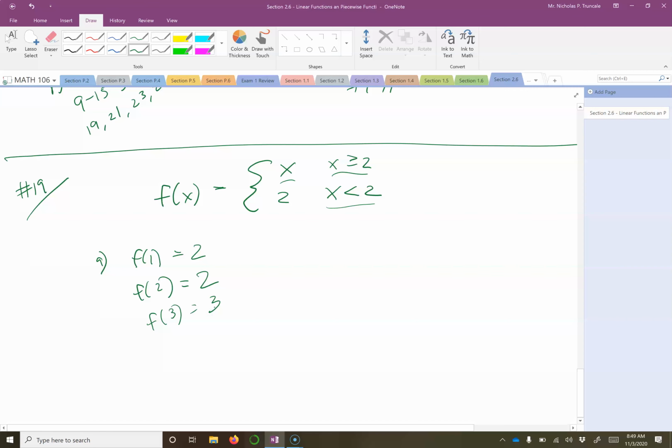And then we want to sketch the graph. So I'm going to just do a terrible looking set of axes here, right? So we have x is horizontal, and then f of x, if you remember, is kind of like our y-axis.